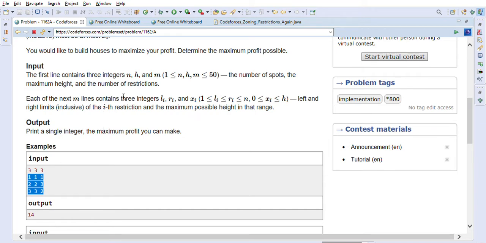So what a zoning restriction means is they will give us left and right boundaries. For example, here the left boundary is 1 and the right boundary is 1. So from 1 to 1 means only one spot, and the maximum height we can build is 1. Similarly, in the next zoning restriction, the left is 2, the right is also 2, and the maximum height we can build is 3. And in the third zoning restriction, the range is 3 to 3, and the maximum height we can build is 2. And we have to calculate the maximum profit we can get from this configuration.